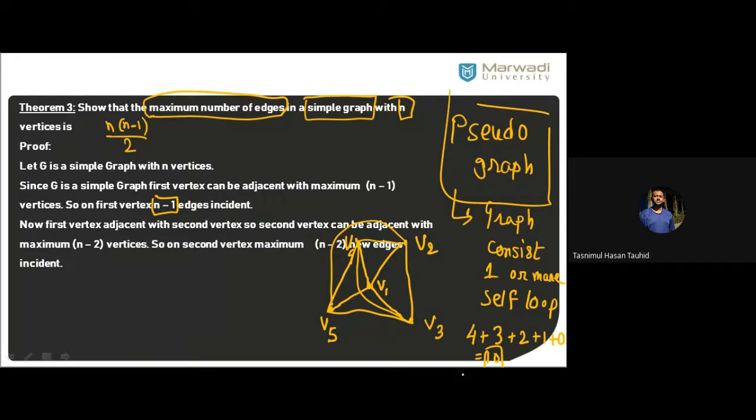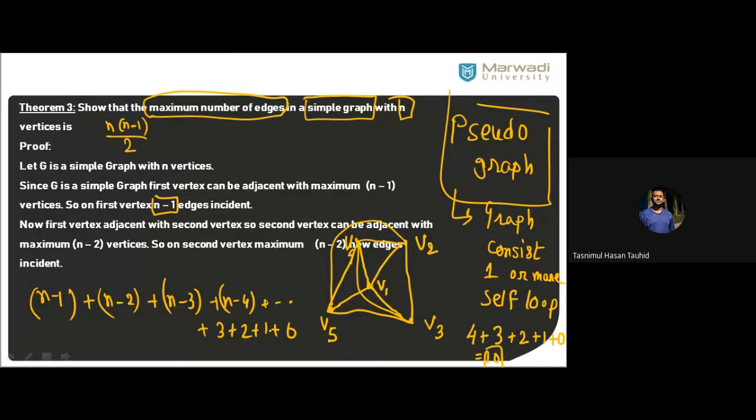Keep it as n number of vertices. So for n vertices, I will start from n minus 1, then go to n minus 2, then n minus 3, then n minus 4 and so on. We'll go down to 3 plus 2 plus 1 plus 0. Now what is this formula? First n integers. If I add them, the formula is, does anyone know? What is the formula for the addition of the first n positive integers?